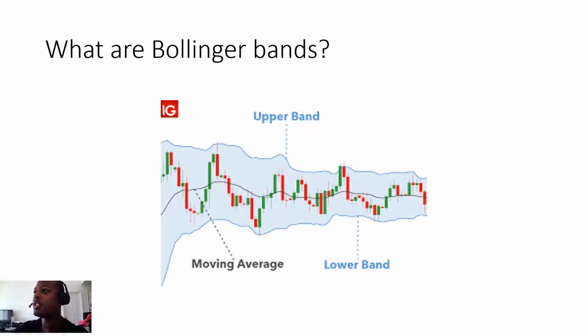So you see here: moving average, upper band, lower band, and again, it's two standard deviations away typically. The bands have dynamic support and resistance, which basically means that as the price moves, so do the bands. So keep that in mind.